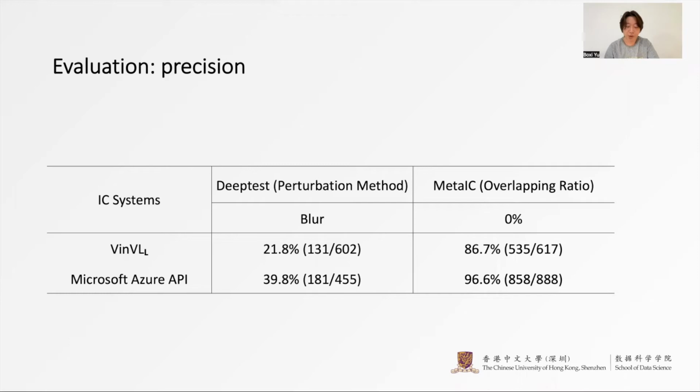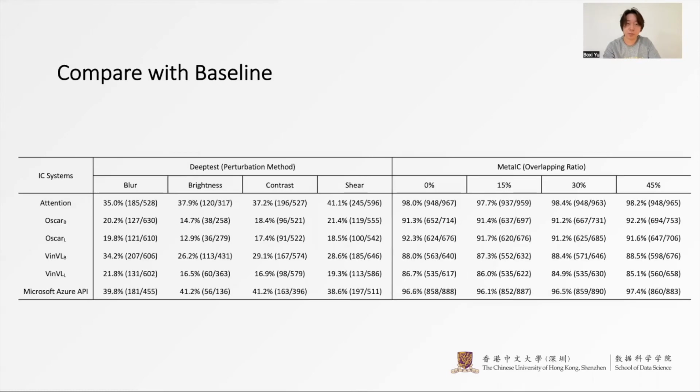We use precision to evaluate the performance of our testing system. This table shows the comparison of part of DeepTest and MetaIC on 2 models, where we can see that MetaIC can report more erroneous issues with much higher precision than DeepTest. And this is the whole precision table, where we can see that MetaIC outperforms DeepTest in the task.